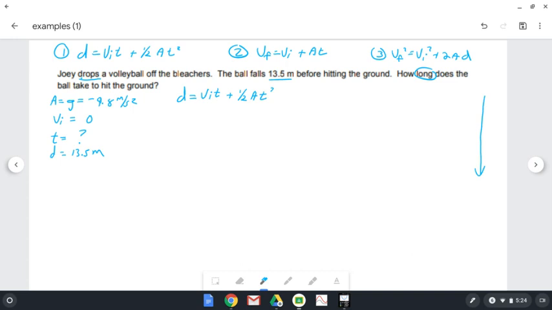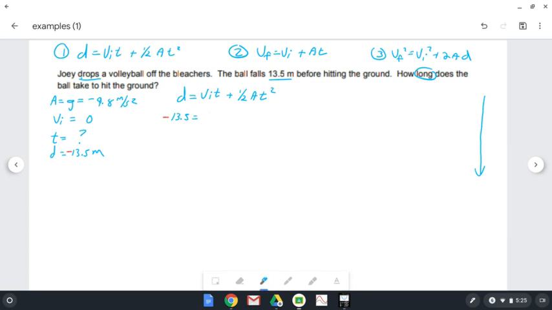Now I'm going to go ahead and start to fill out my information. I can see right away I made a silly mistake, right? So I'm going to write my value 13.5 for my distance that it fell. But in actuality, this has got to be negative, right? It has to be negative because it is in fact moving down. We can't forget about the direction.